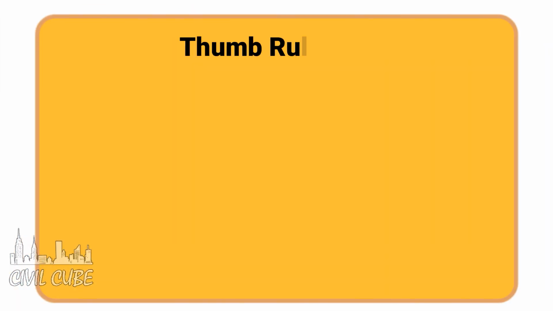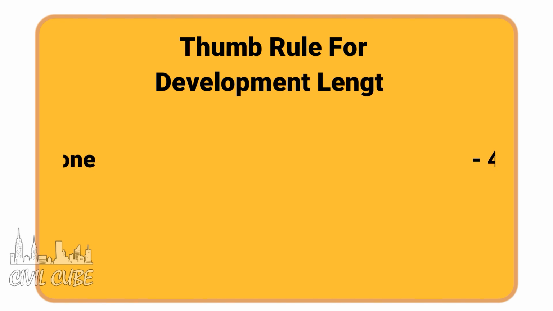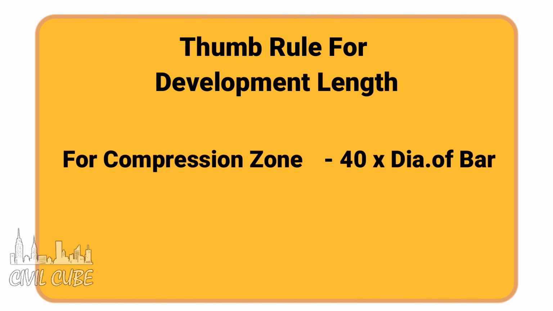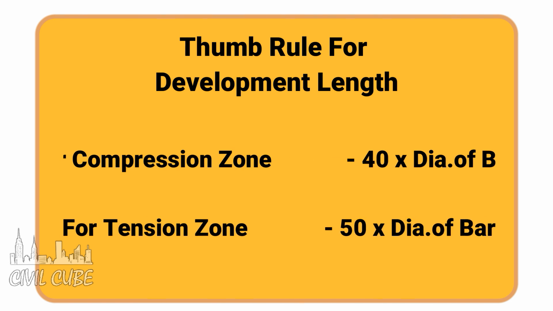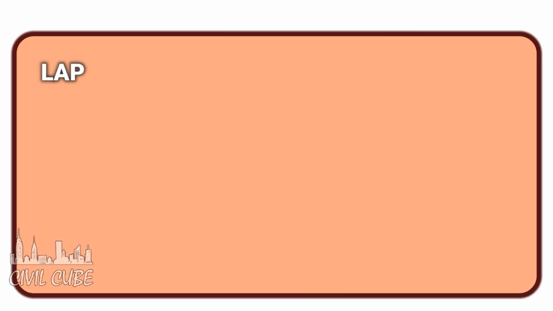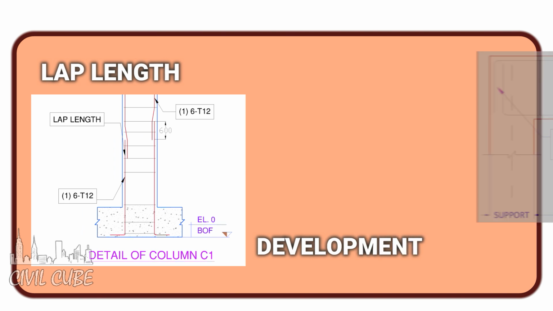In real-world practice, we use a thumb rule to find the development length, that is 40 into dia of rebar for compression zone and 50 into dia of rebar for tension zone. So these are the major differences between lap length and development length.